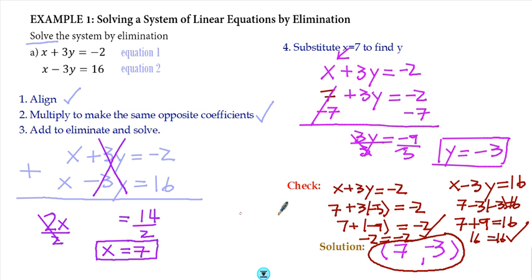This means that that's the point where the two equations intersect. If you graph it, they're going to intersect right at 7 comma negative 3. That's the point of intersection, and that's our solution.